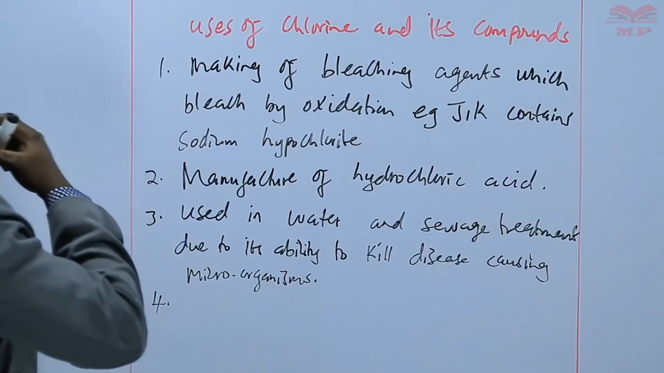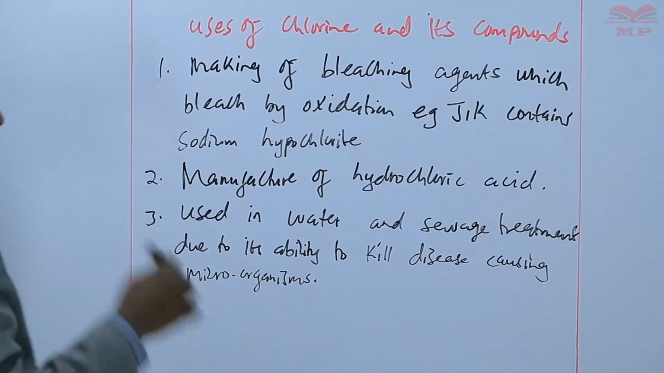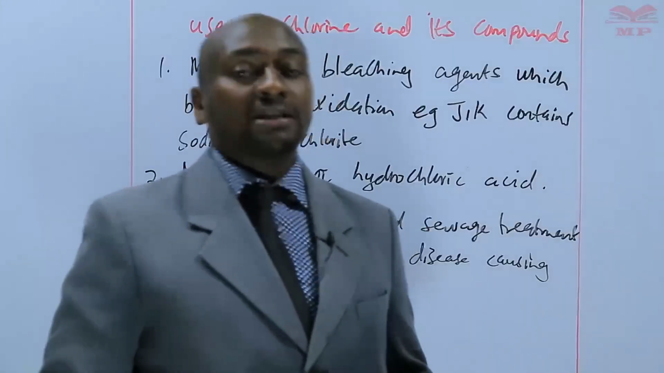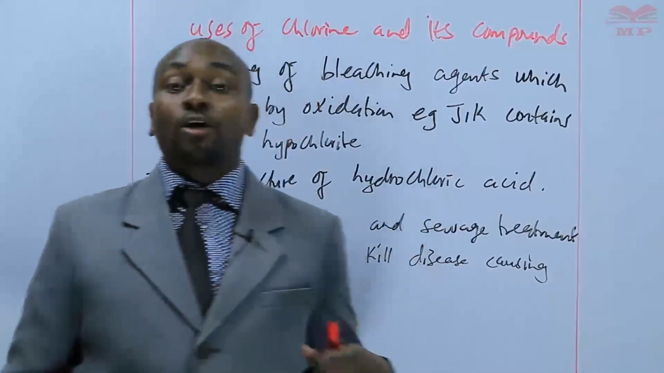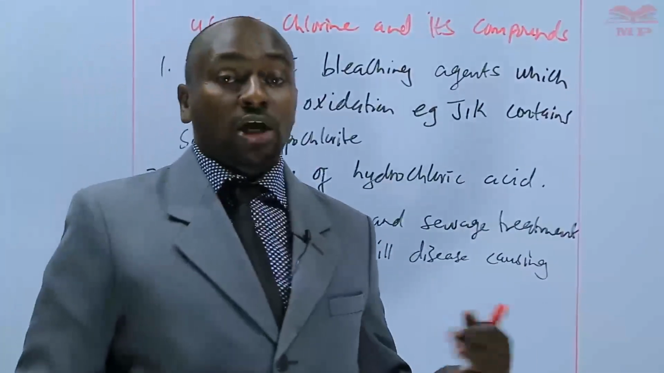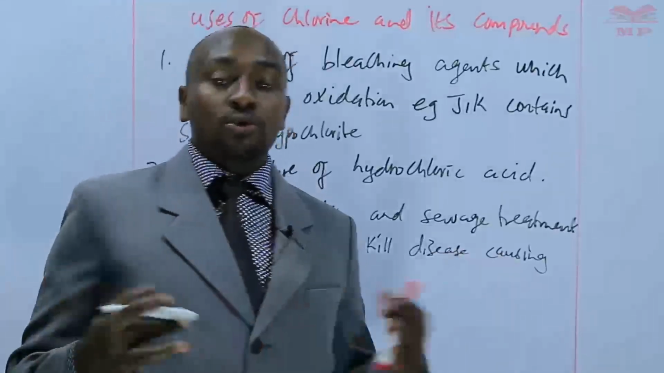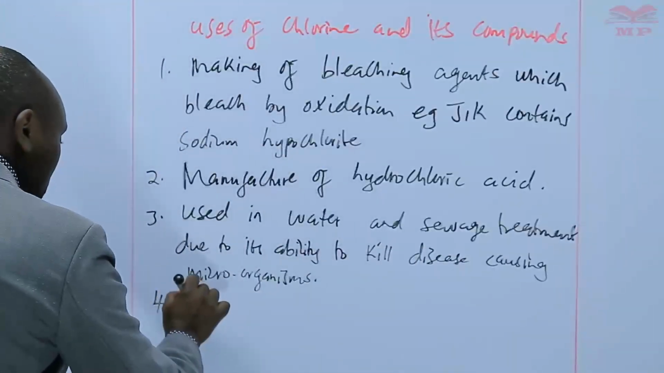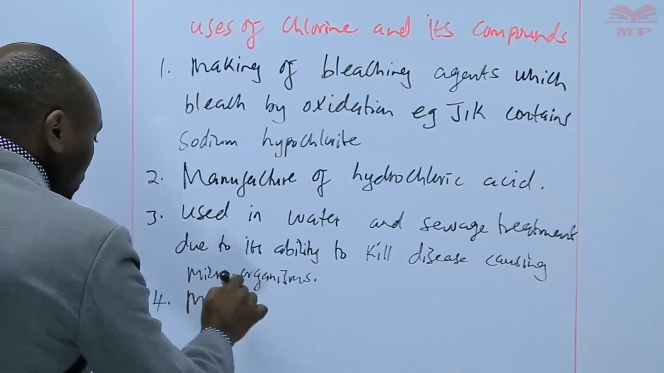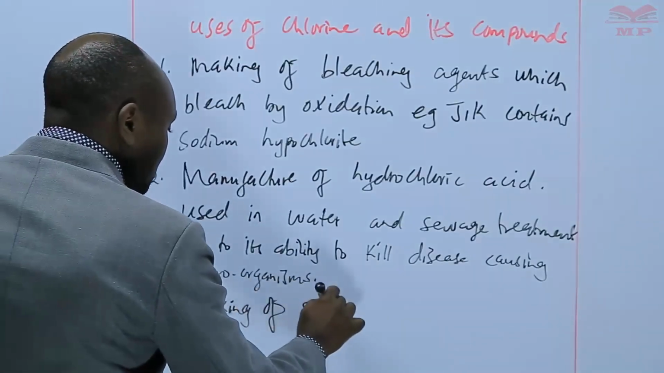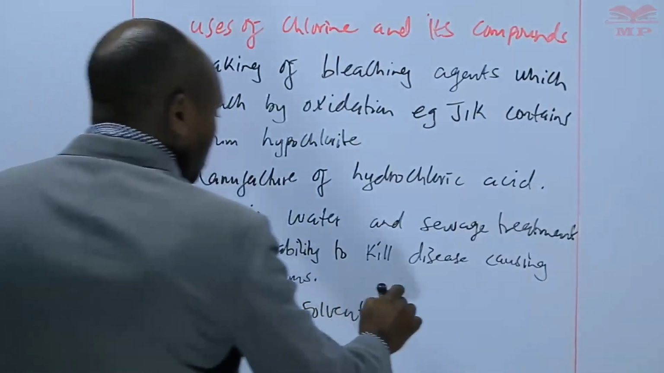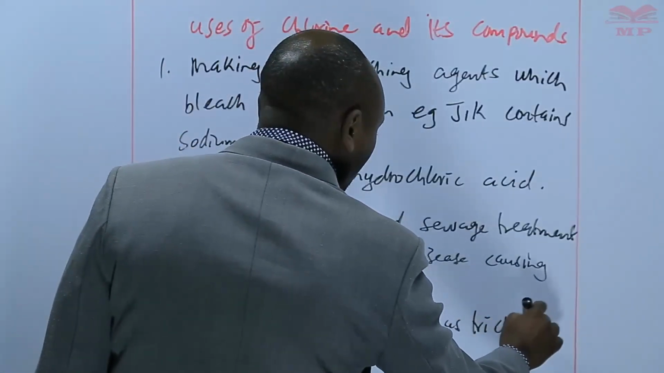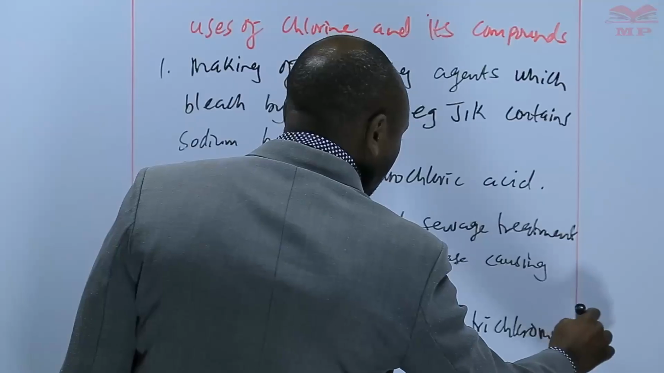Another use, chlorine is used in the making of solvents. We have solvents such as trichloromethane, which are used to dissolve those substances that cannot dissolve in water. So chlorine is used in the making of solvents such as trichloromethane.